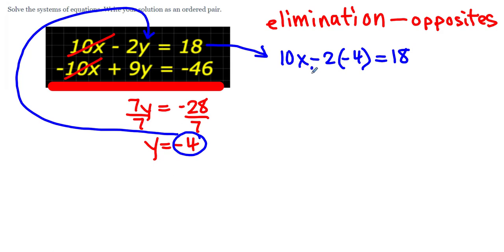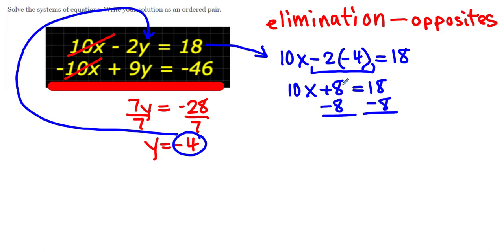After that, I'm going to distribute this negative 2 through the parentheses to negative 4, so that'll simplify to 10x plus 8 is equal to 18. Again, negative 2 times a negative 4 is a positive 8. Then we'll isolate 10x by subtracting 8 on each side of the equation. Those cancel. Again, notice you have opposites. You've actually been dealing with opposites most of the year. And the left side will simplify to 10x.